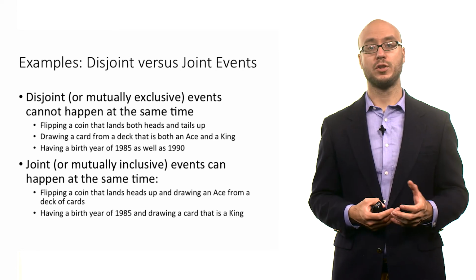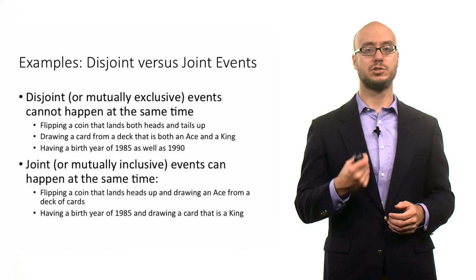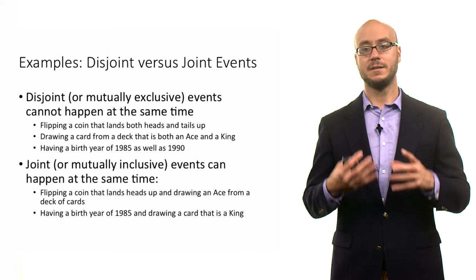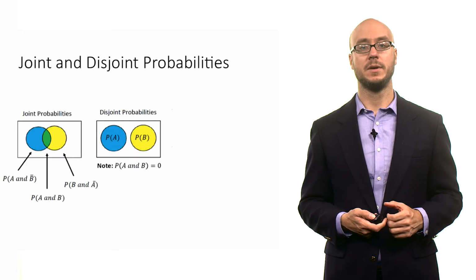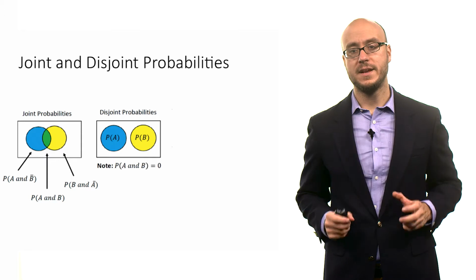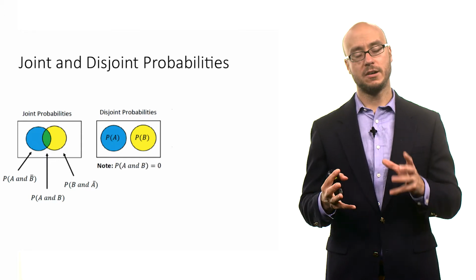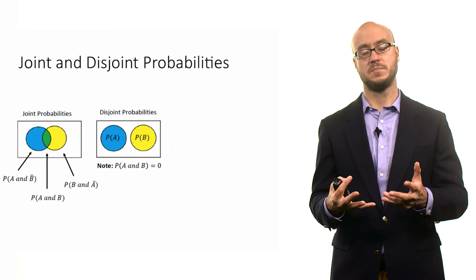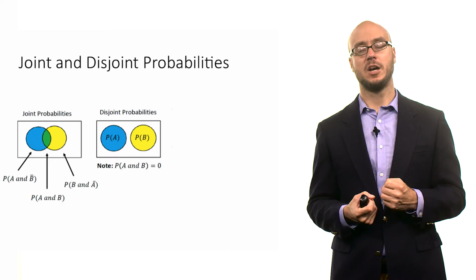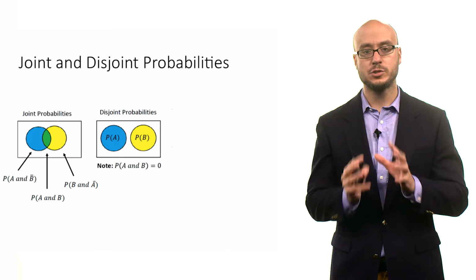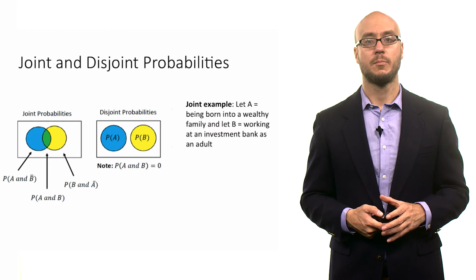You could have a birth year of 1985, and you could also draw a card that is a king. Again, these events can happen at the same time. Now, when we have a Venn diagram, recall a Venn diagram is just a way of partitioning a sample space to really understand what's going on. We can really visualize joint and disjoint probabilities.